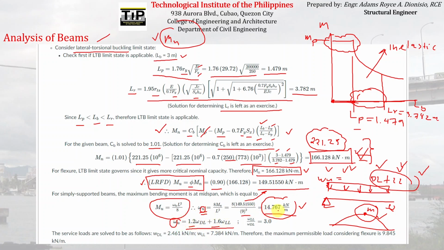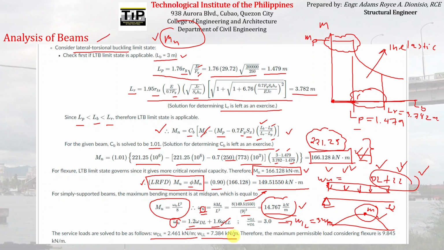Okay, so the sum of this 1.2 dead load, 1.6 live load is equal to WU, which is equal to 14.767. Okay, so since the problem said that the ratio of the live load and dead load is just equal to 3, therefore we can say that WLL is equal to 3WDL. So we can substitute 3WDL in place of WLL here. So therefore you can say that the only unknown here is WDL. So solving for WDL, WDL is equal to this. Multiply that to 3 since live load is just equal to 3 times the dead load. Multiply that to 3, you can already get the corresponding live load.